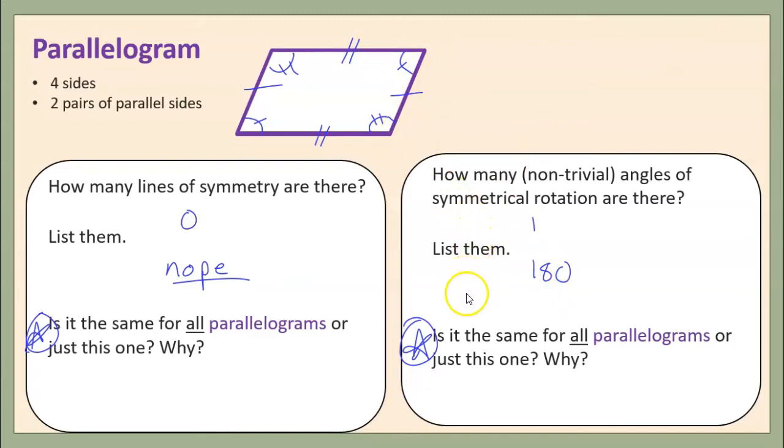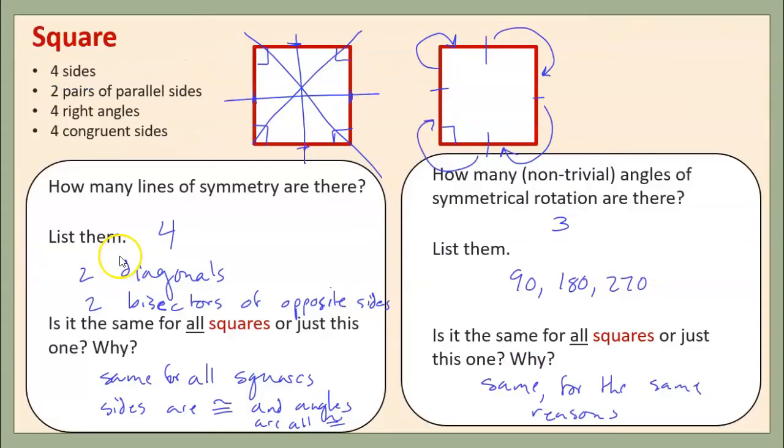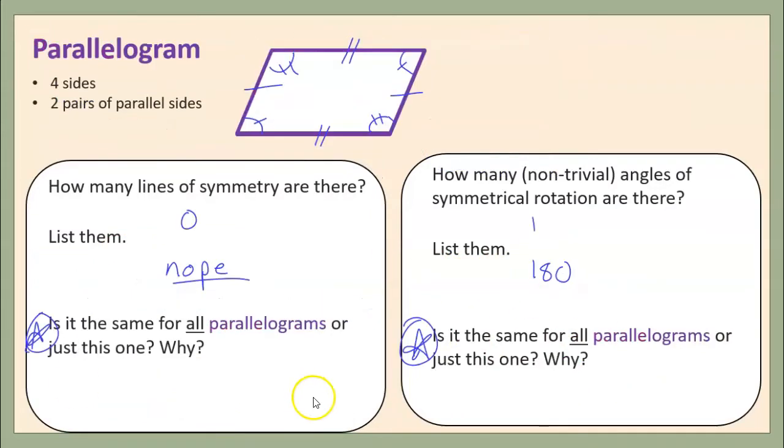But would some parallelograms have more angles of rotation? For instance, we look back at our hierarchy here, we said rectangles, which we just looked at, are parallelograms. And squares are parallelograms. We said squares have 3 angles of rotation. So again, squares are going to be an exception here. All parallelograms will have 180, but squares also have 270 and 90.